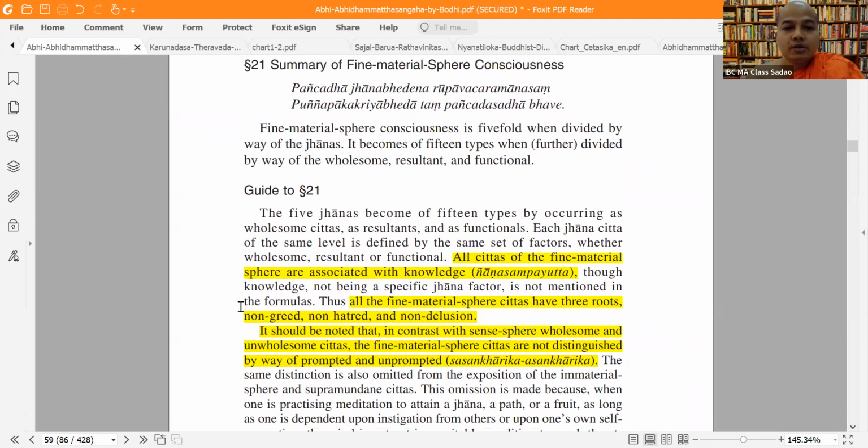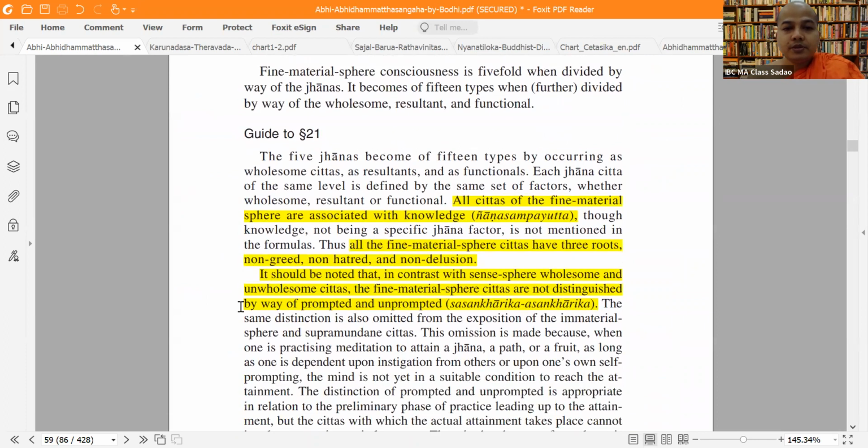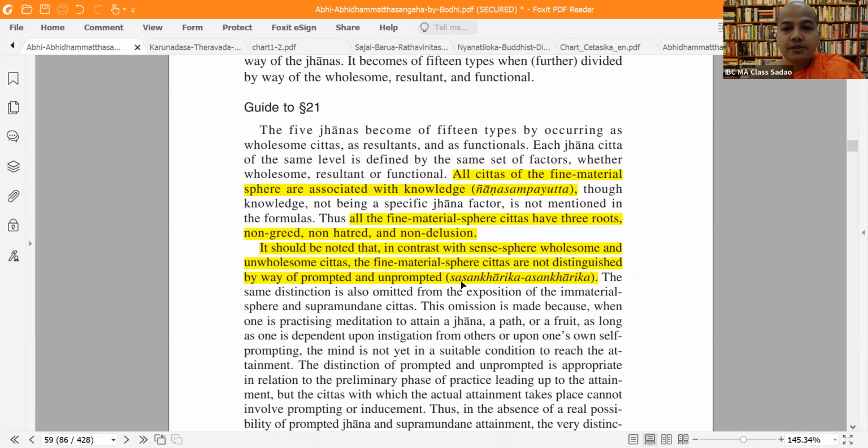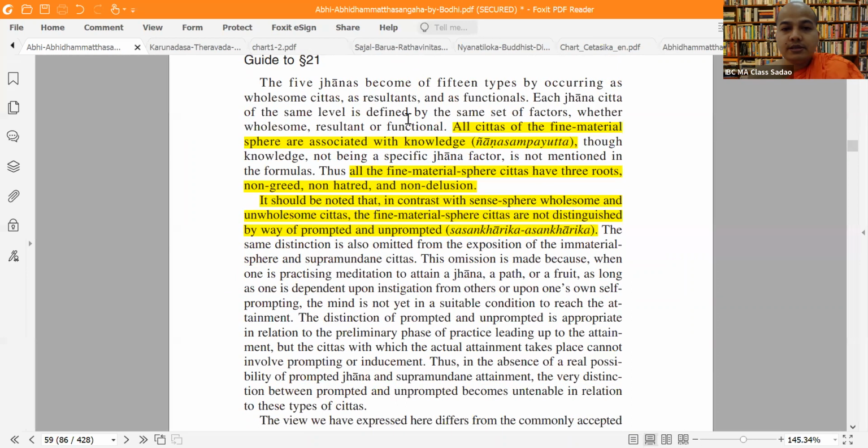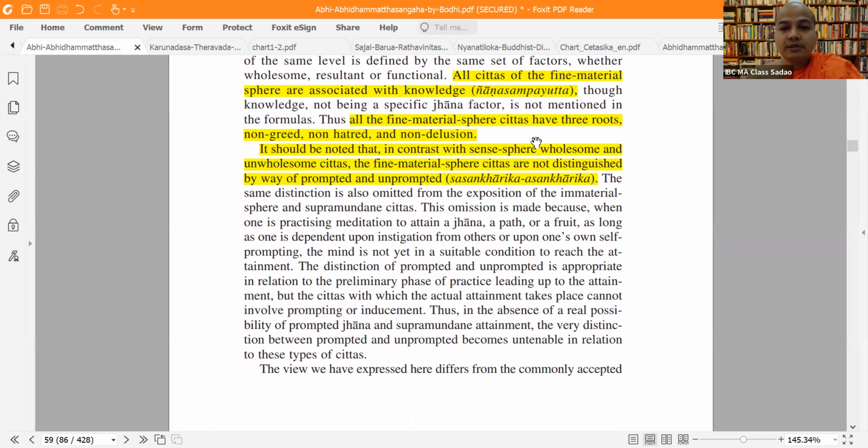Yes, so five jhanas become of 15 types by occurring as wholesome chittas, resultants and functionals. Each jhana chitta of the same level is defined by the same set of factors, whether wholesome, resultant or functional. All chittas of the fine material sphere are associated with knowledge, jnana sampayutta. So this is something to keep in mind, even though it is not specifically mentioned as a kusala chitta, vipaka or kiriya chitta. It says that all the chittas in this category are associated with knowledge, jnana sampayutta. Knowledge, not being a specific jhana factor, is not mentioned in the formulas. So we do not see it mentioned there.